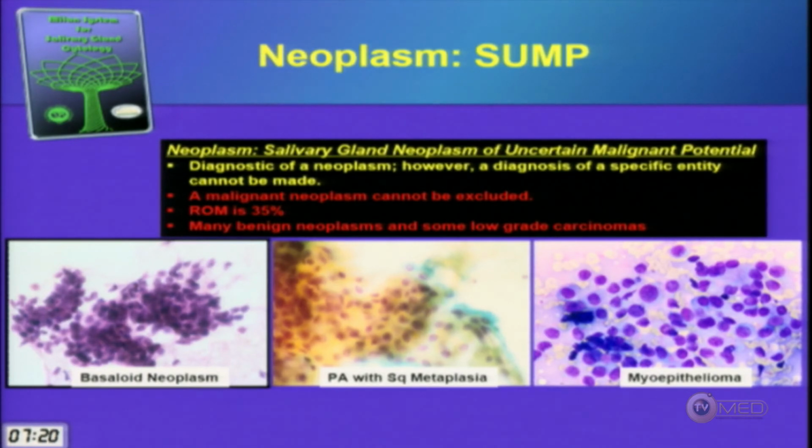Some of the pleomorphic adenomas in that 10% range that have unusual metaplastic changes, mucinous or squamous metaplasia, that will be in this uncertain malignant category, as well as other tumors like myoepitheliomas. And you know, we can evaluate for invasion, so I can't exclude malignancy, and I put it into this category.